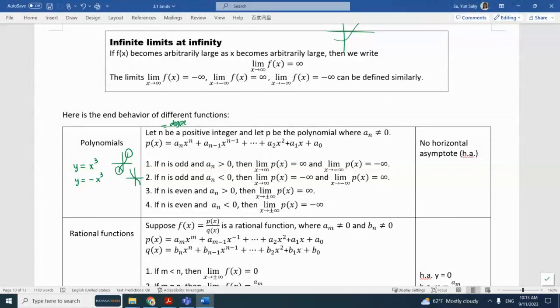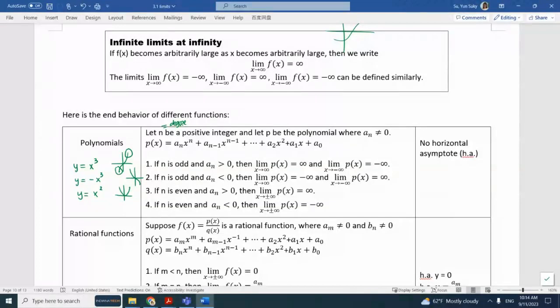Next one. If n is even and a sub n is positive, give me an example. Even power is x squared. Exactly. What does x squared look like? Right. So, therefore, no matter whether x goes to negative infinity or positive infinity, your y goes to infinity. Okay?